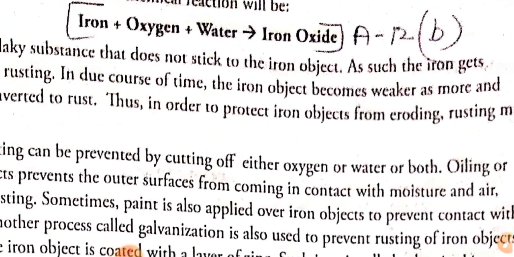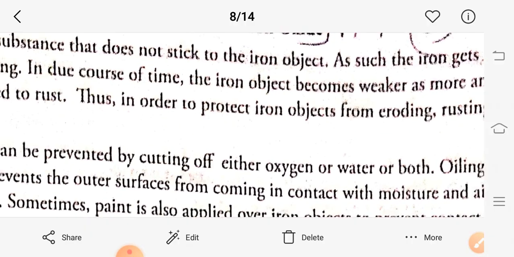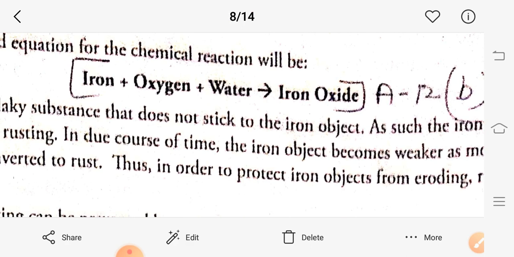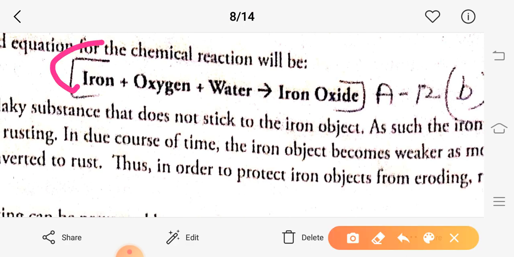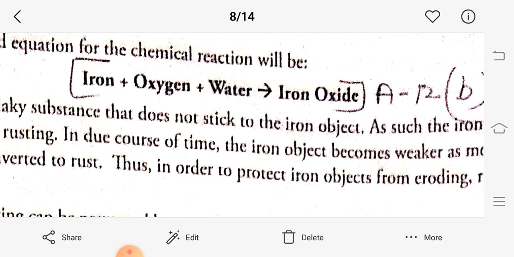Then for 12 B, rusting of iron. So we'll write this answer for 12 B: iron plus oxygen plus water gives iron oxide. This is answer number 12 B.